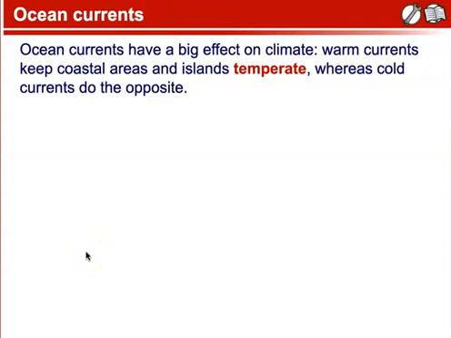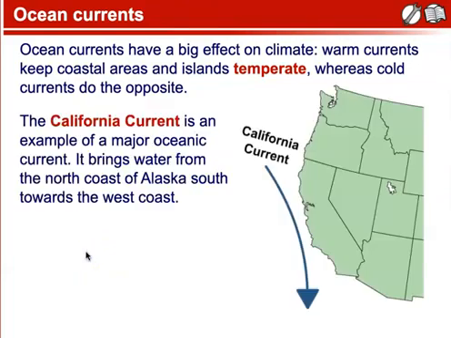Ocean currents. Ocean currents have a big effect on climate. Warm currents keep coastal areas and islands temperate, whereas cold currents do the opposite. The California current is such an example of a cold current. It is a major oceanic current that brings water from the north along the Alaskan coast south towards the west coast of California.